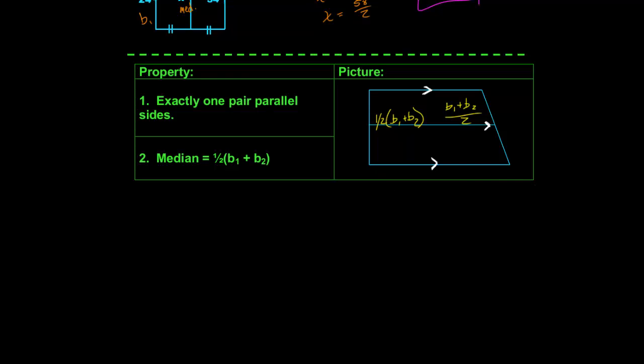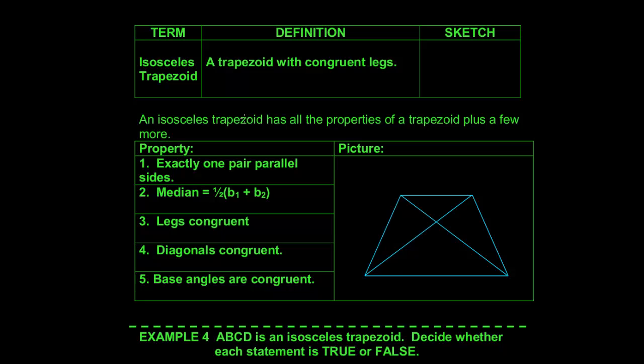Alright, so let's move on to the next page of our notes. We have another term here. The term is an isosceles trapezoid, which the definition is a trapezoid with congruent legs. If you remember our isosceles triangle, you'll know that the definition was a triangle that had two congruent sides. So, it is the same in this instance.